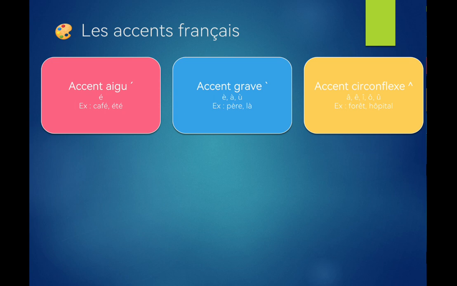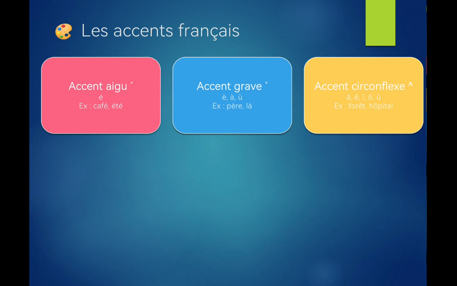Accent aigu, the first one. It's written above the E, as you can see, in words like café, été. So here we pronounce the E, okay? Normally in French, if the E is written, we don't pronounce it, okay? But if it has an accent, we have to say it.